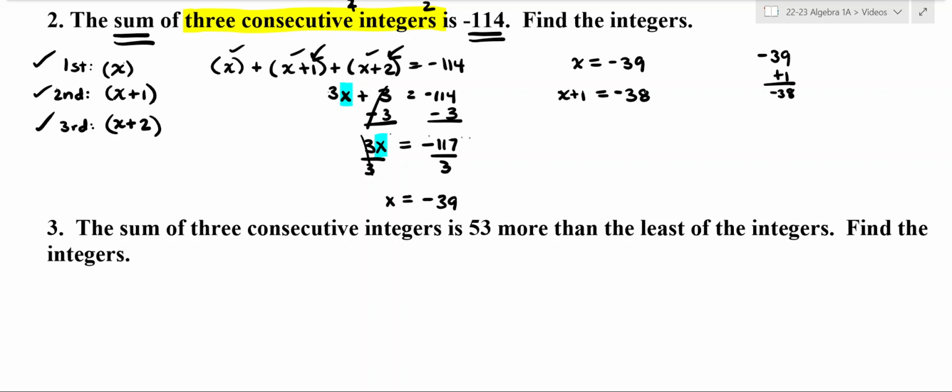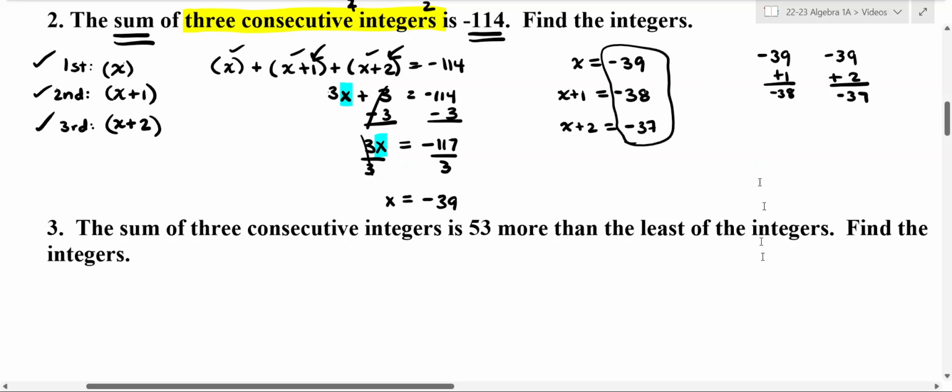And then the third number is going to be x plus 2. All right, so for that one, it's negative 39 plus 2. And that's how you're going to get negative 37. Okay, so these are the 3 consecutive integers whose sum equals negative 114. And you can check that just by adding those numbers. All right, next example.